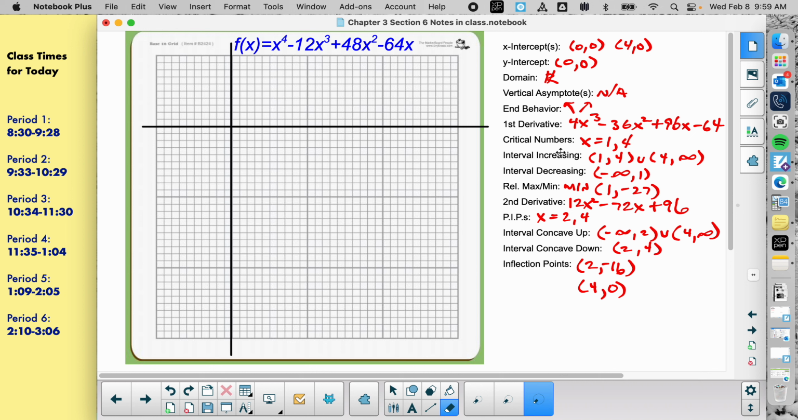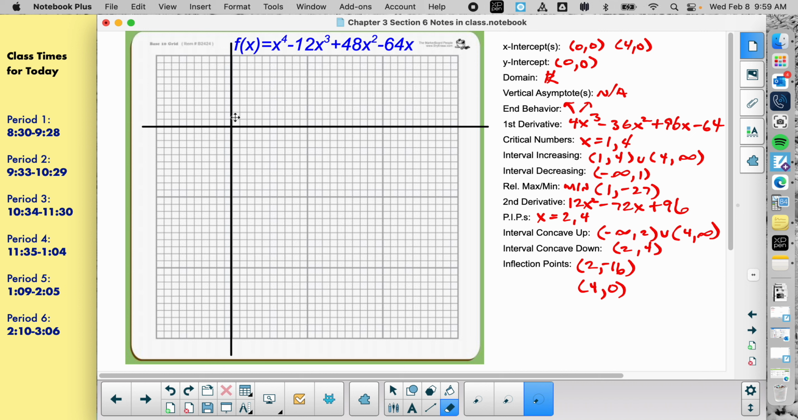Okay, so we want to put actual points on there first. Because if you're making a drawing and you have actual points that you have the number for, well, then our drawing has to go through them. So they're kind of good guidelines. So I've got 0, 0, 4, 0. Oh, my goodness, these are tiny.